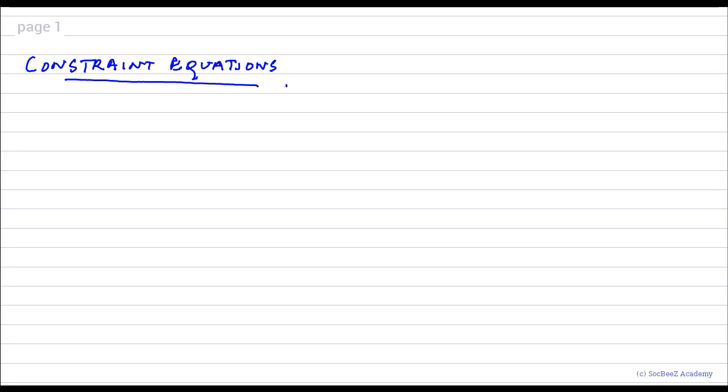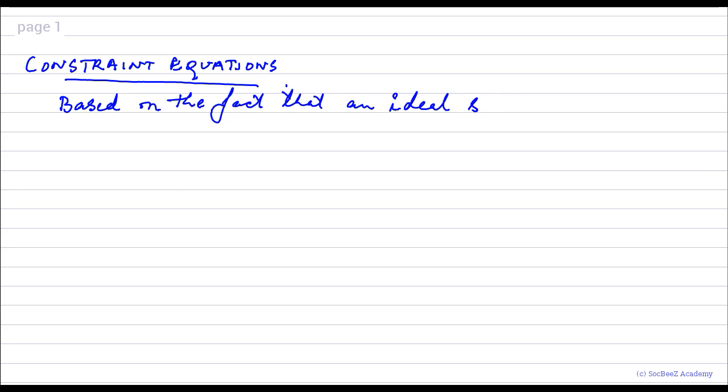let me write down a few things first. It is based on the fact that an ideal string is inextensible.